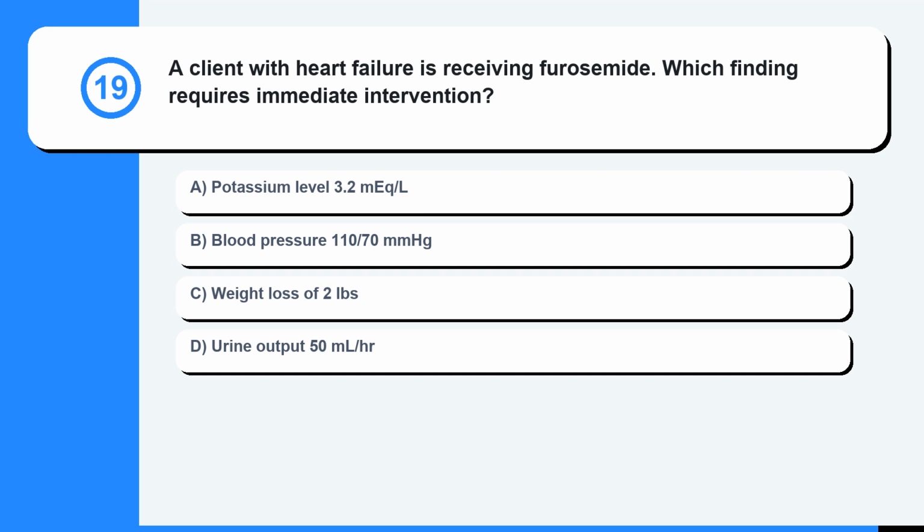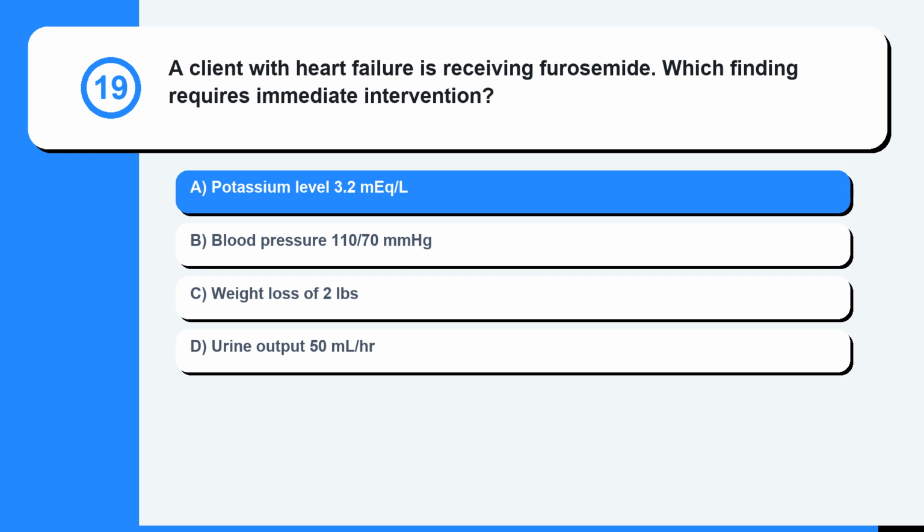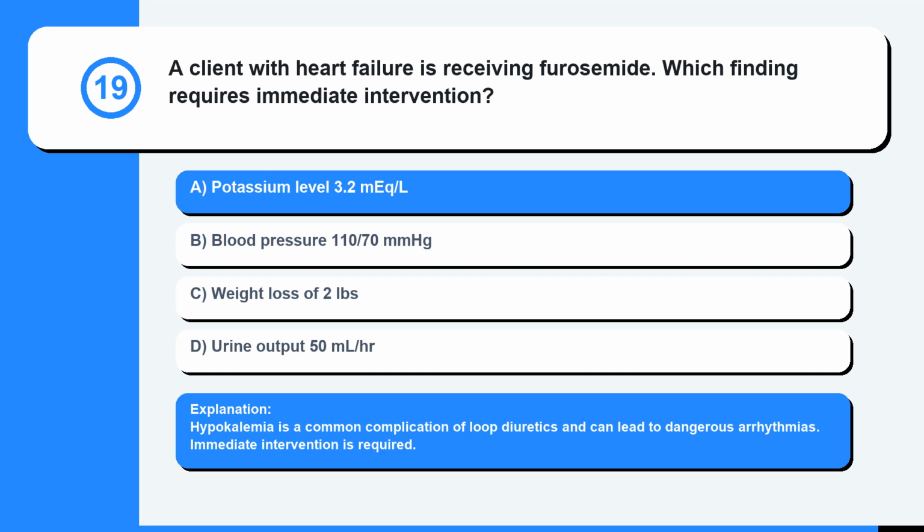Question 19. A client with heart failure is receiving furosemide. Which finding requires immediate intervention? A. Potassium level 3.2 milliequivalent/L. B. Blood pressure 110/70 mmHg. C. Weight loss of 2 pounds. Or D. Urine output 50 mL/hr. The correct answer is A. Potassium level 3.2 milliequivalent/L. Hypokalemia is a common complication of loop diuretics and can lead to dangerous arrhythmias. Immediate intervention is required.